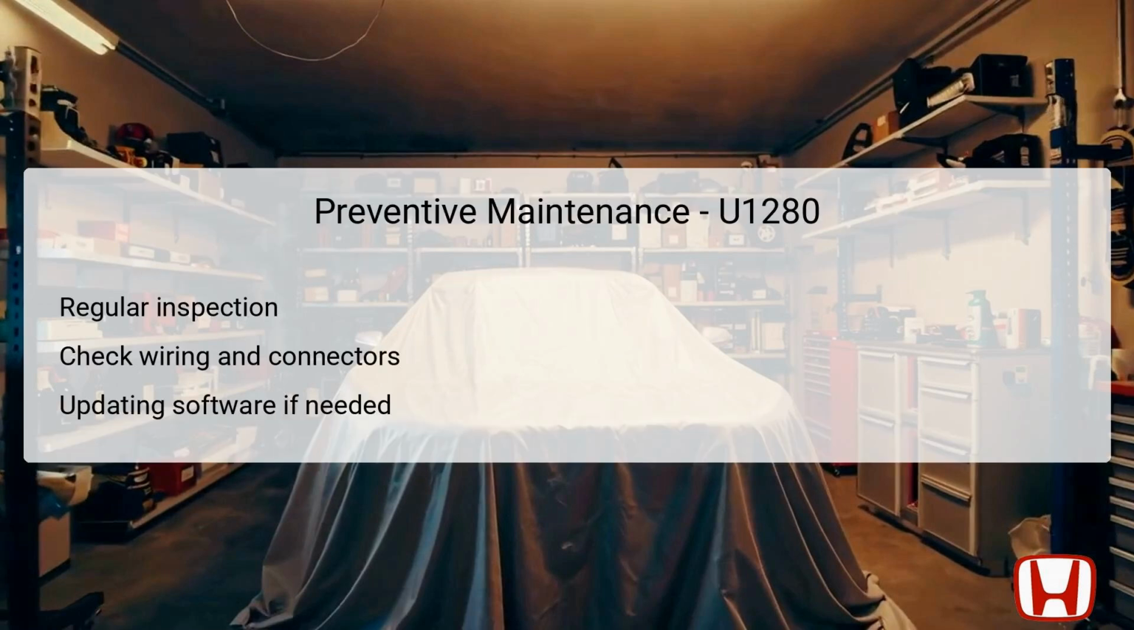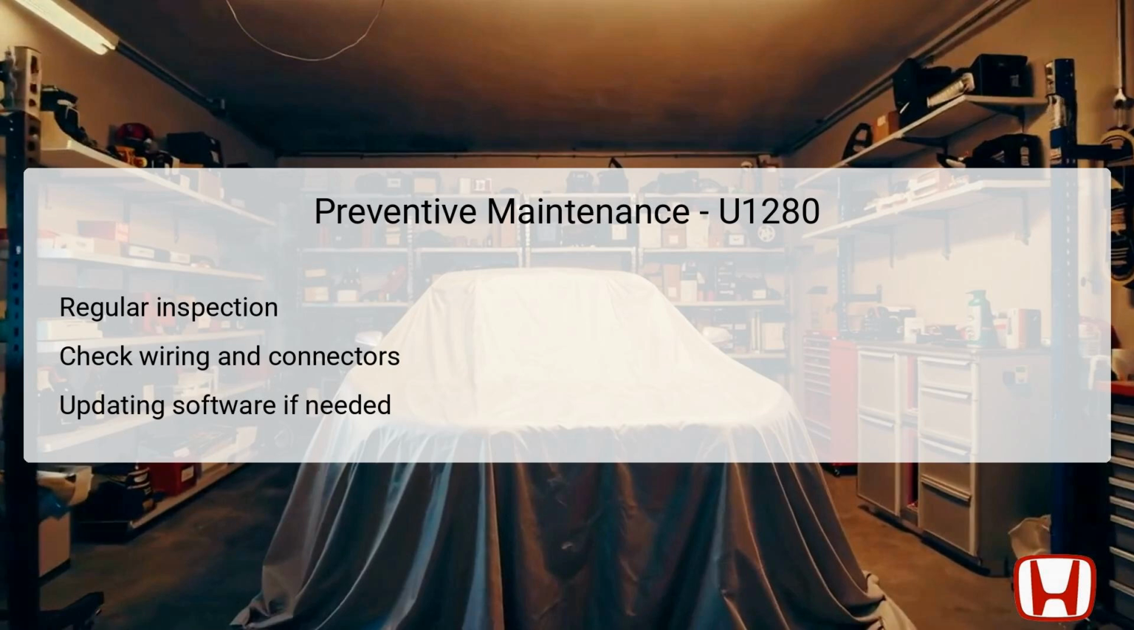Preventive maintenance is vital to avoid issues related to DTC U1280 in future operations. Regular inspections of the wiring and connectors within the CAN system can help identify potential issues before they escalate into significant failures. Inspecting for frays, corrosion, or loose connections is essential, as these are common causes of intermittent faults.